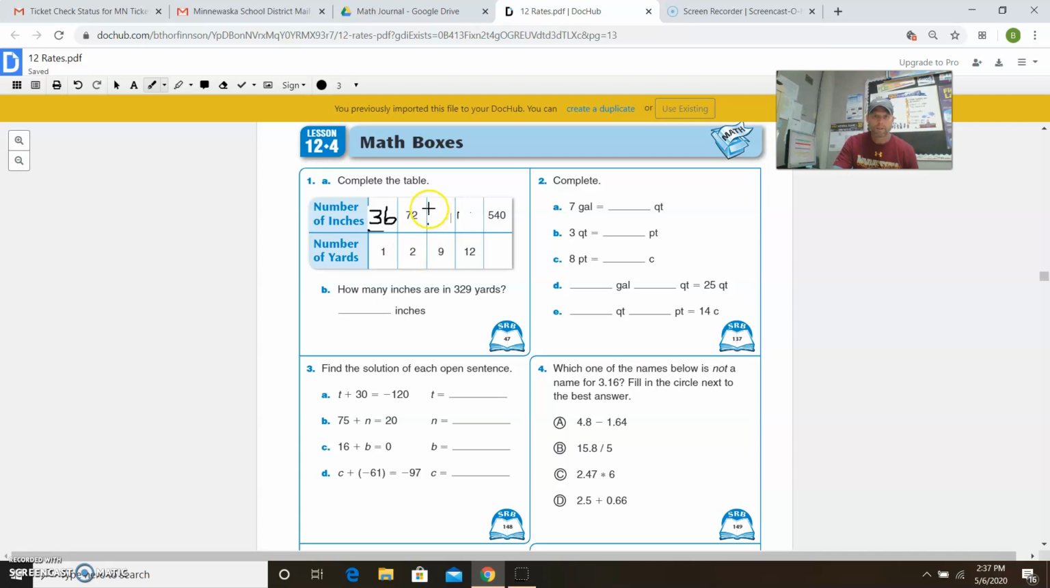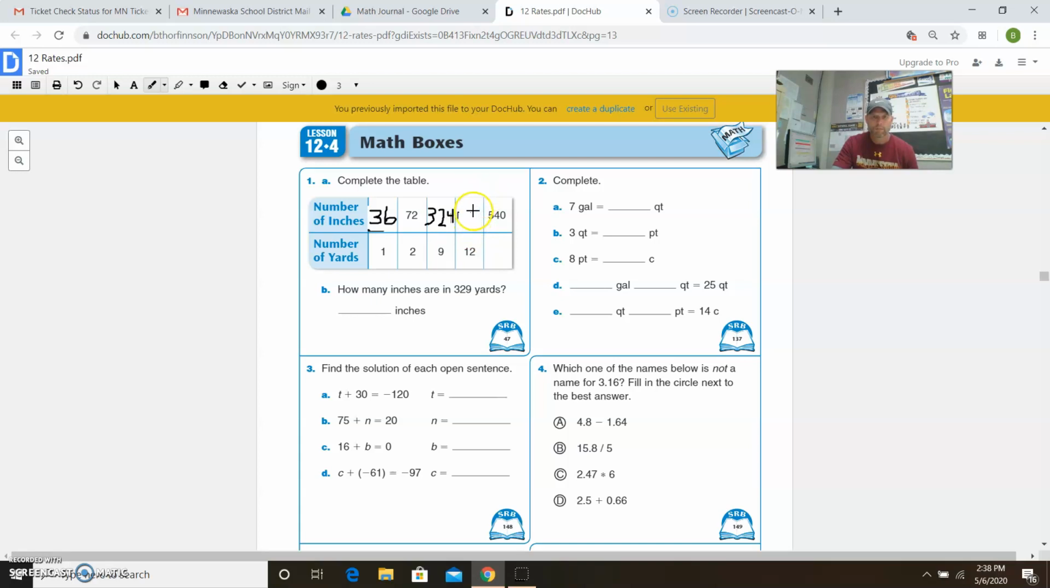And I hope you're doing this stuff. We really need to work on that long division and multiplication, sorry. But take charge of your own learning. Work this stuff out. Show your work on the page. So we have 324 inches in 9 yards.